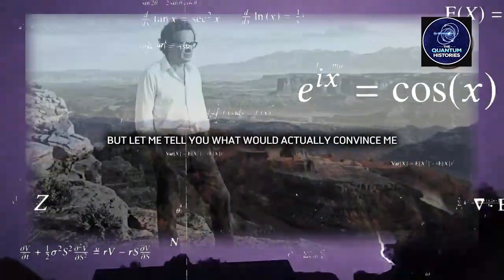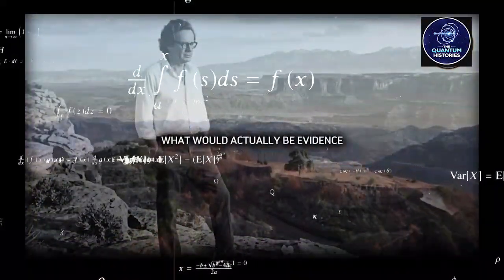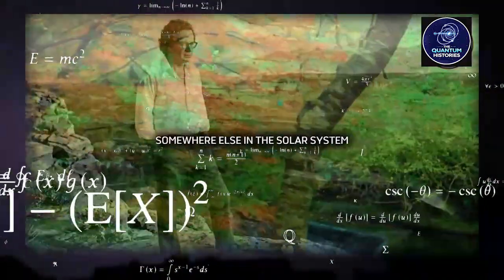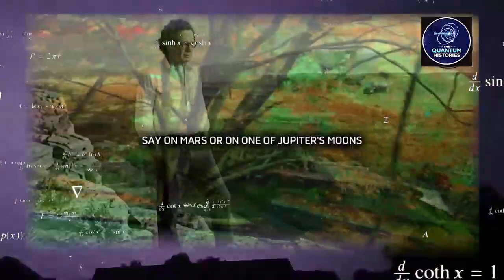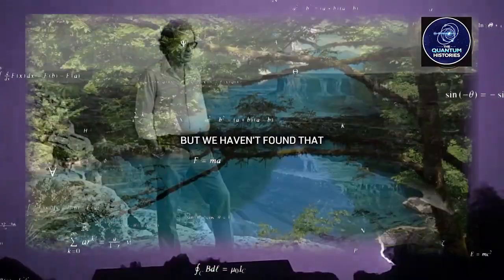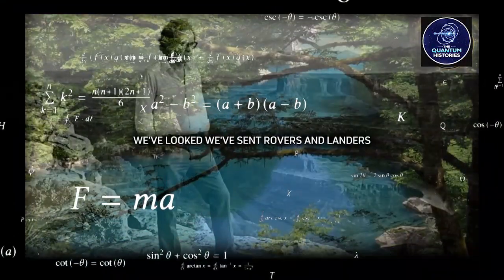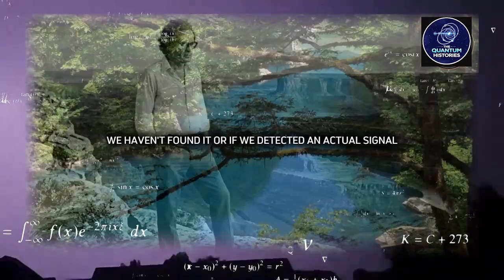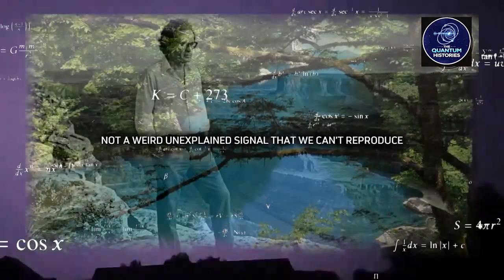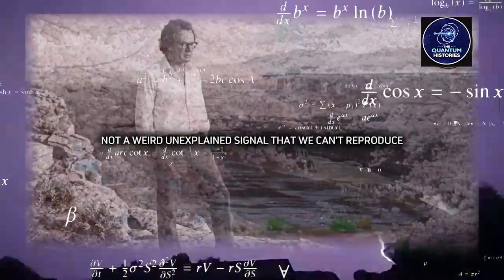But let me tell you what would actually convince me. What would actually be evidence? If we discovered life somewhere else in the solar system, say on Mars, or on one of Jupiter's moons, that would be huge. That would tell us something important. It would mean life might be common. But we haven't found that. We've looked. We've sent rovers and landers. We haven't found it.